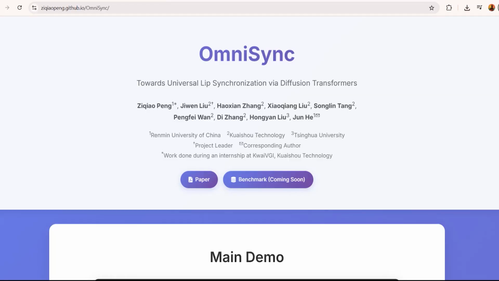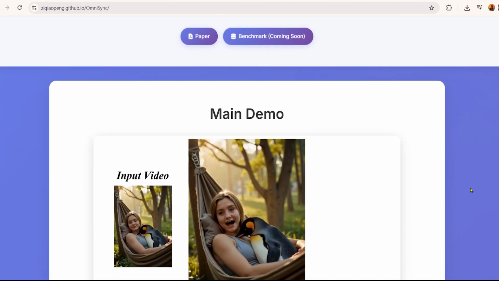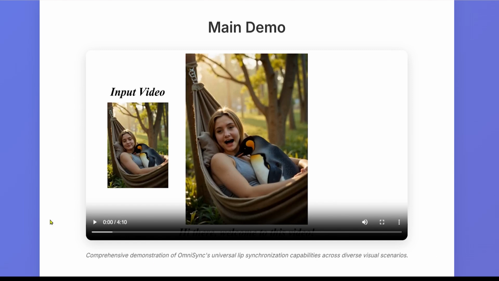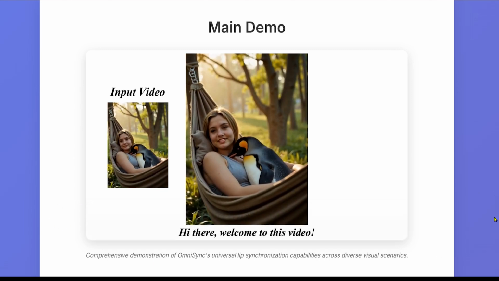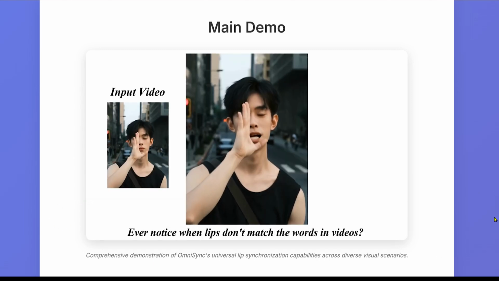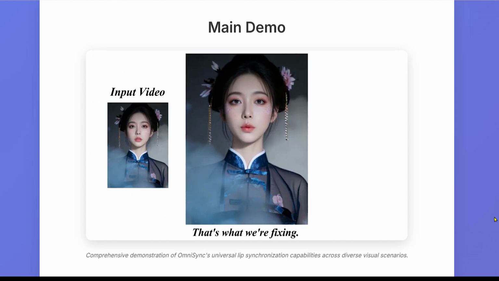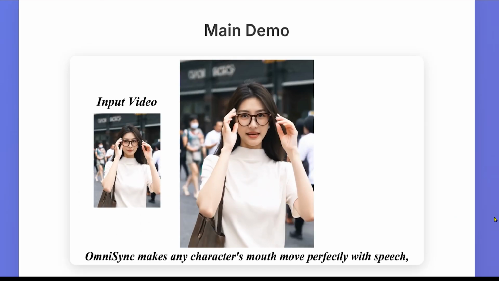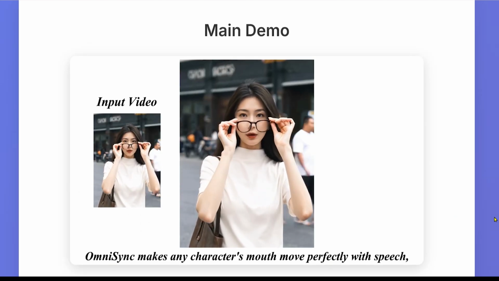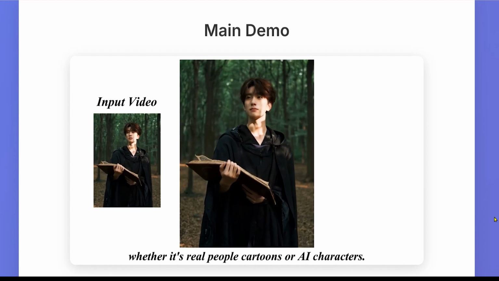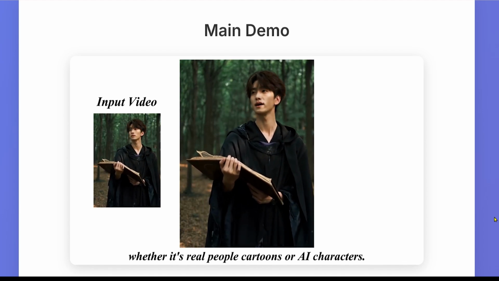Next up, let's talk about OmniSync, a revolutionary AI lip-sync tool developed by Kuaishou Technology. Unlike other tools that require manual tweaking or scripting, OmniSync makes the process completely automatic. How it works. Hi there, welcome to this video. Ever notice when lips don't match the words in videos? That's what we're fixing. OmniSync makes any character's mouth move perfectly with speech. Whether it's real people, cartoons, or AI characters.